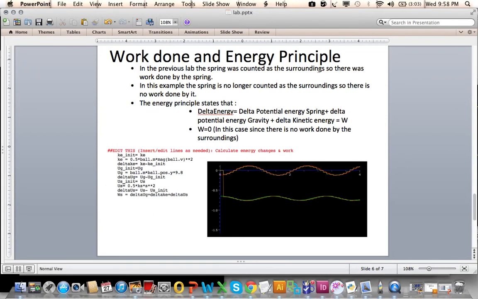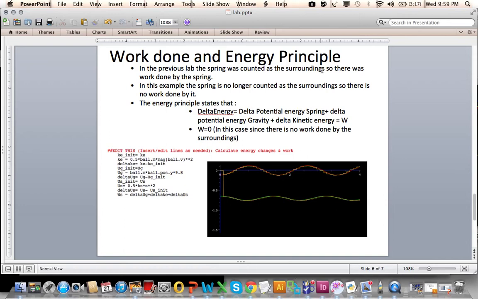The work done in the energy principle, how does this relate? So in the previous lab, the spring was counted as the surroundings, and so there was work done by the spring. In this example, the spring is no longer counted as part of the surroundings, but as part of the system. So there's no work done by it, and the total work is 0.